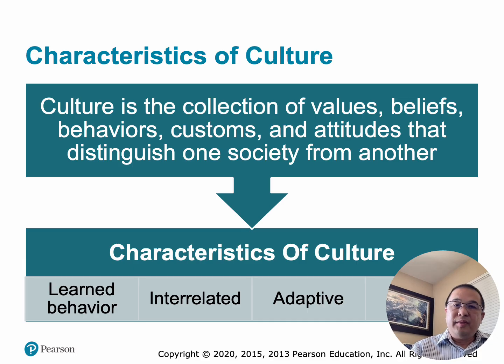Number two, interrelated. The parts of culture are connected to each other. This means religion affects values, values affect behavior, behavior affects business practices, and communication styles affect relationships. As an example, in some cultures, respect for authority influences workplace hierarchy, negotiation style, and management structure. Changing one part of culture often affects other parts too.